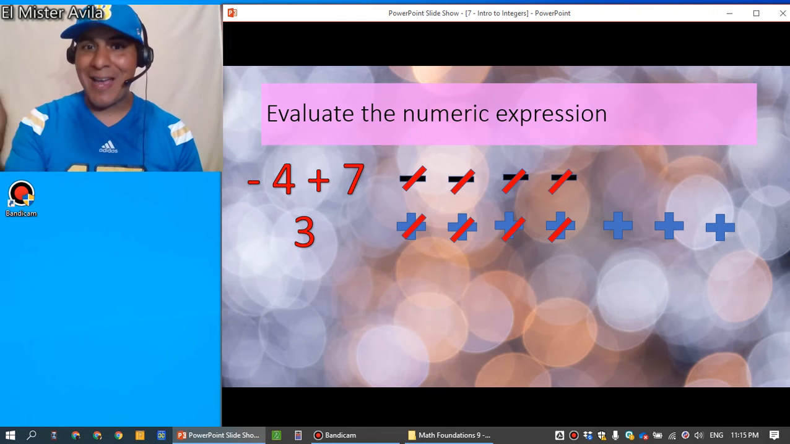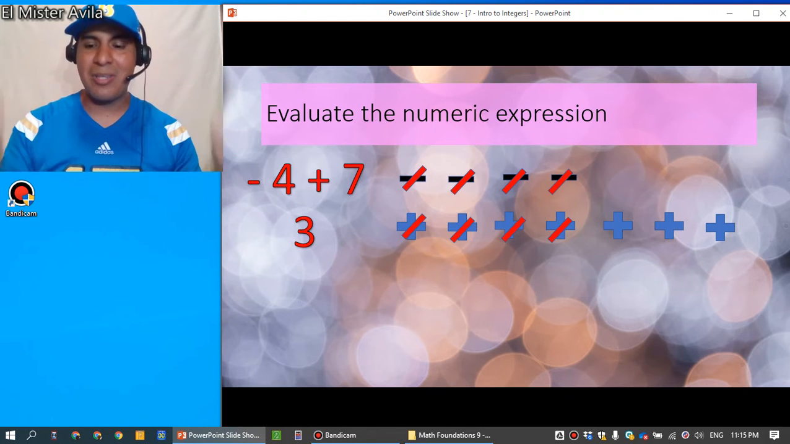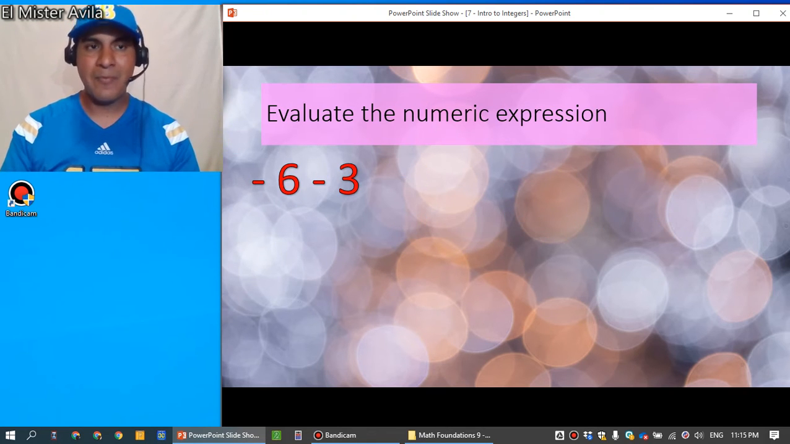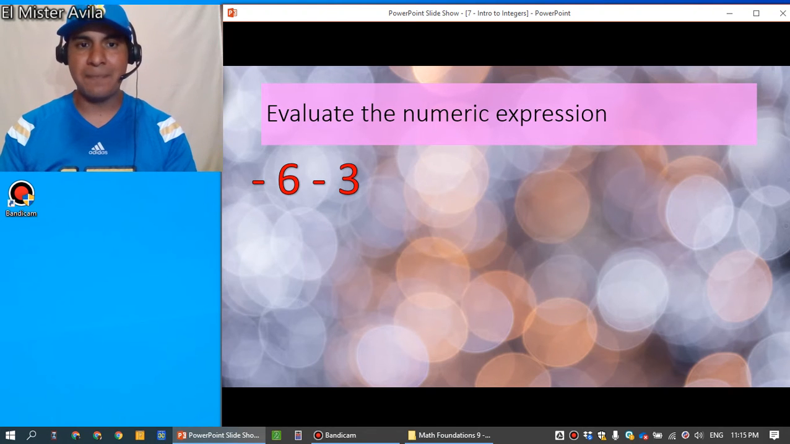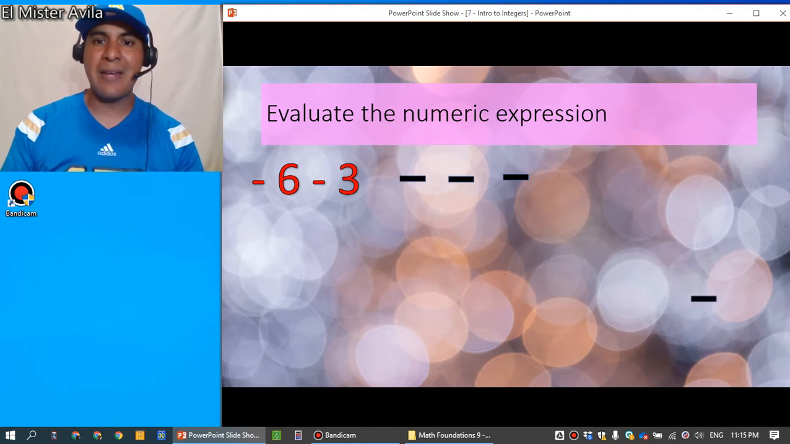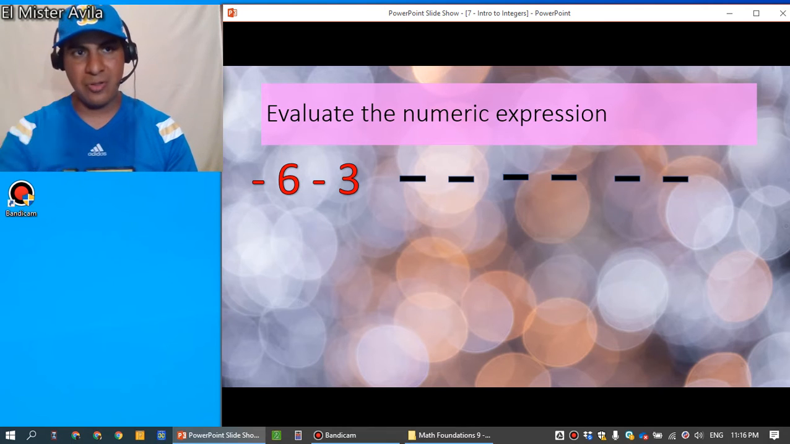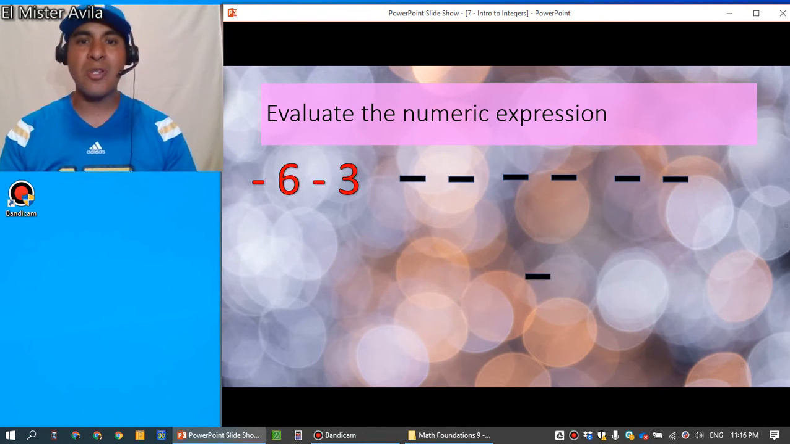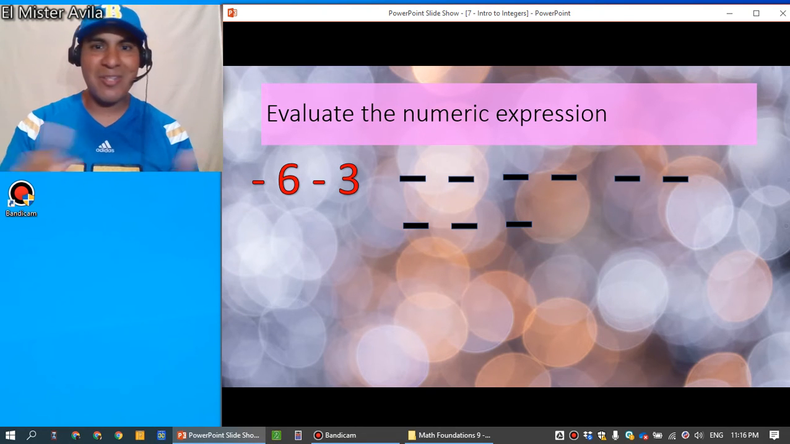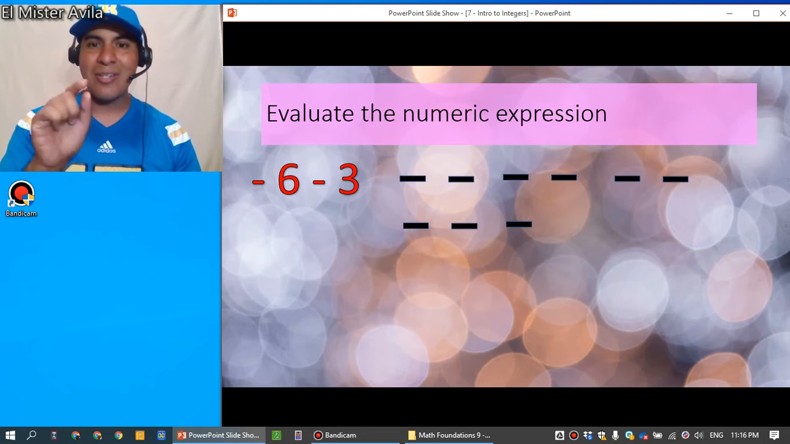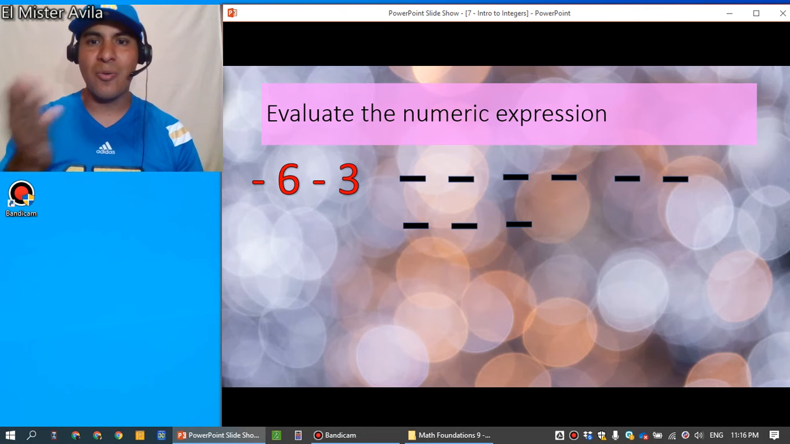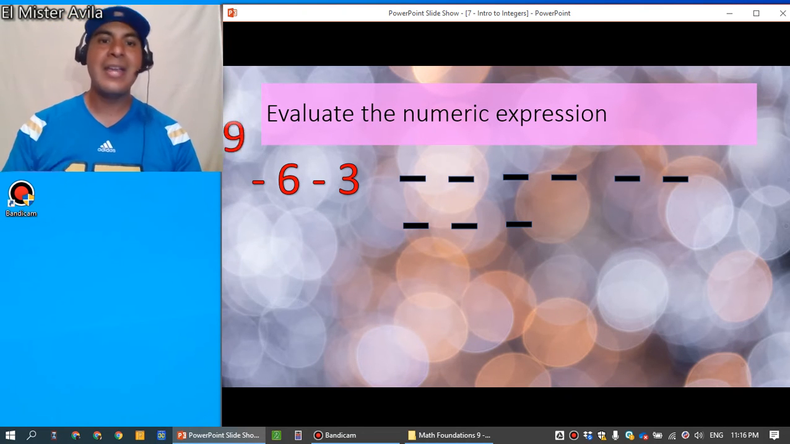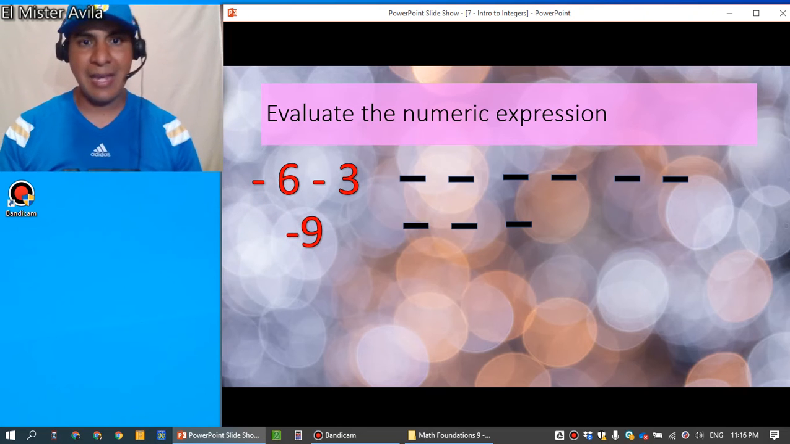You might have to write down these negatives and positives the first time you're doing these because it does take time to understand. Negative 6 minus 3. Negative 6, well, I see the 6 is negative, so I'm going to write up 6 negatives. You should do the same thing. Minus 3, well, since that 3 has a minus in front of it, I'm going to represent it with 3 minuses. Now here, there is no negative 1 plus 1. Nothing cancels. So I just count how many negatives I have in total. 1, 2, 3, 4, 5, 6, 7, 8, 9. Negative 6 minus 3 is negative 9.